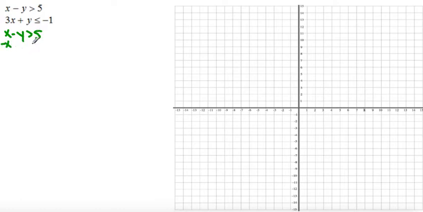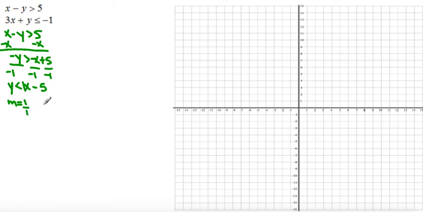So subtract x on both sides. I have negative y is greater than negative x plus 5. I have to get y by itself, so divide by negative 1 on both sides. So I have y, and then since I divided everything by a negative, I have to switch my inequality symbol to less than. And negative x divided by negative 1 is just x, or 1x. And then 5 divided by negative 1 is negative 5. So my slope here is 1 over 1, and my y-intercept is negative 5.